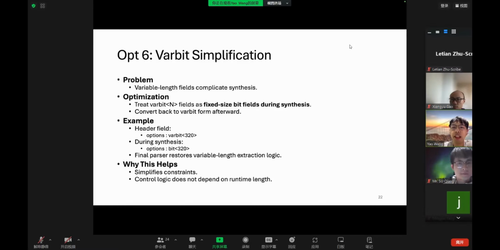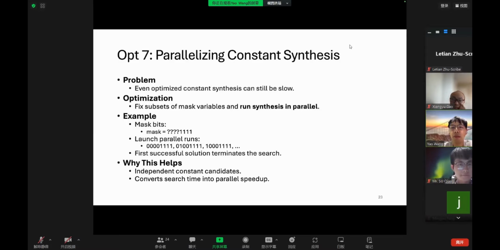The final two optimizations address the remaining sources of complexity. First, variable-length fields are difficult for solvers to reason about. ParserHawk simplifies lookahead by treating variable widths as fixed widths during synthesis. After synthesis, variable-length semantics are restored in code generation. And the second one: even after reducing constants, synthesis can still be expensive. So ParserHawk parallelizes the search. It fixes subsets of master variables and runs synthesis in parallel, and stops as soon as one valid solution is found. This turns the solver time into a manageable resource and makes things practical in real environments.